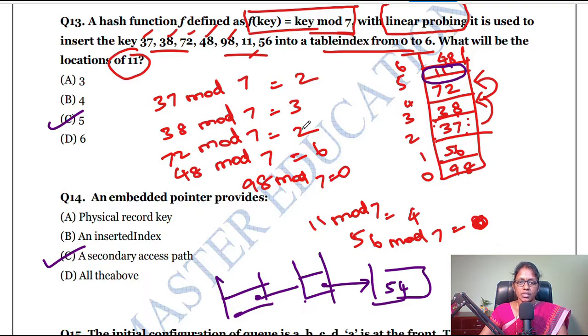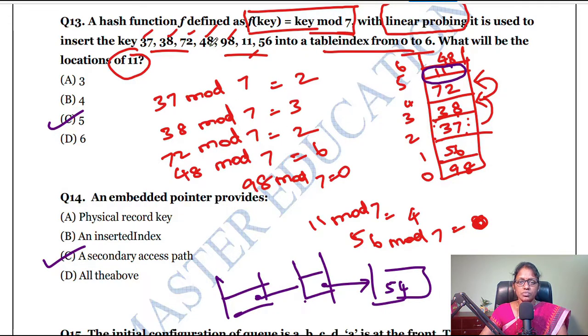And 72 mod 7 is 2. So the second location is already occupied here. So I am searching for the next location. Okay, because they have given that it is based on the linear probing technique. Linear probing technique means what? If the particular location is occupied, then I am searching the next location whether it is free or not. So I am searching the next location for 72. That is also occupied with 38. So then I am going to the next location and I save the 72 value in the fourth location.